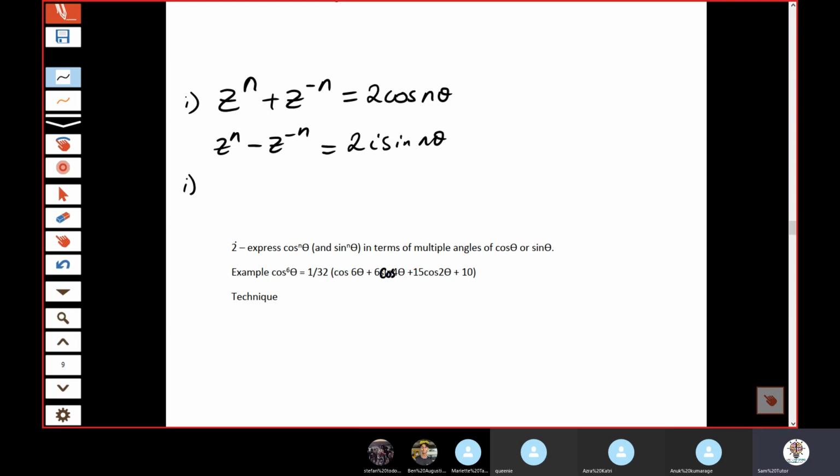R cis theta. You let z equal to either x plus iy or cis theta. For this one, if you're going to prove cos and sine on the right-hand side, you probably want to choose cis theta instead of Cartesian form. Make sense? So let z equal to R cis theta.